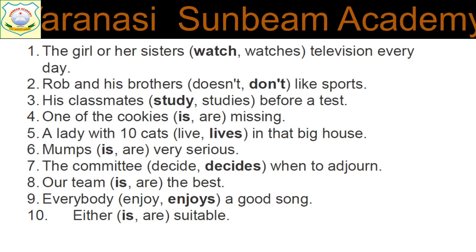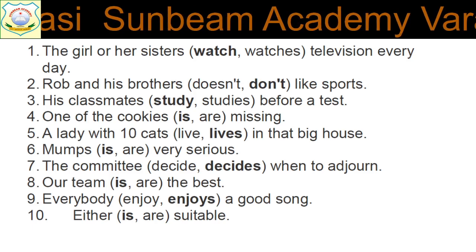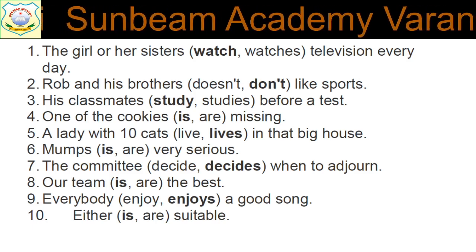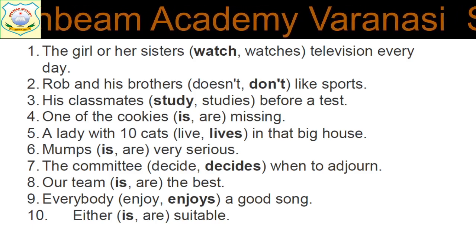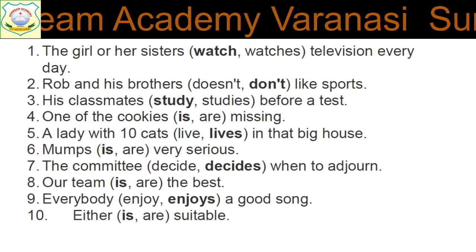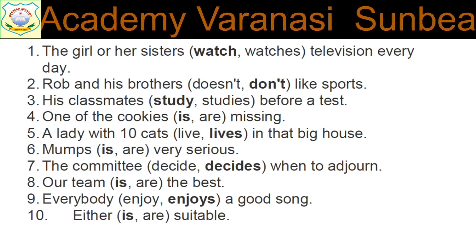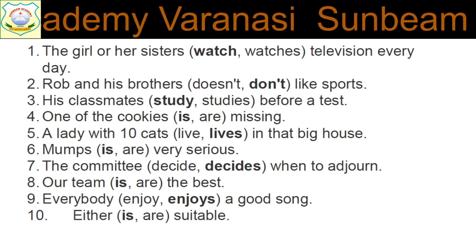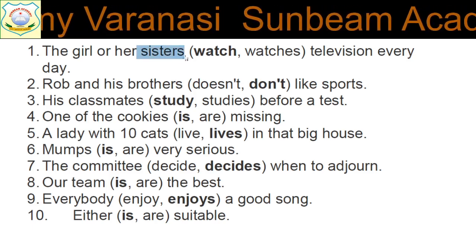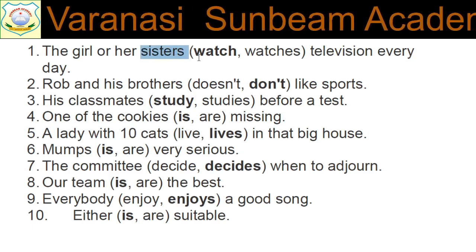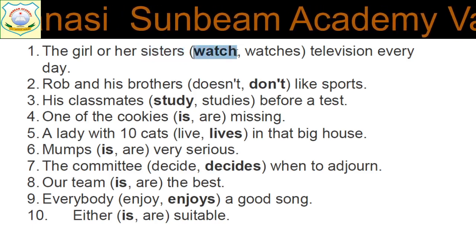The most important thing in this, children, is the first one, the girl or her sisters. Here, when two subjects are there, the first is singular and joined with the conjunction or, and the second subject is in plural form. There you will consider the subject nearest to the verb, and the nearest is sisters. So it is plural, and you will use a plural verb.